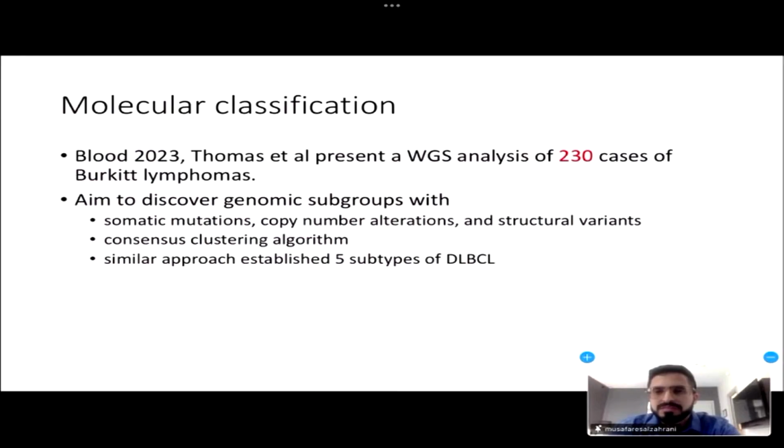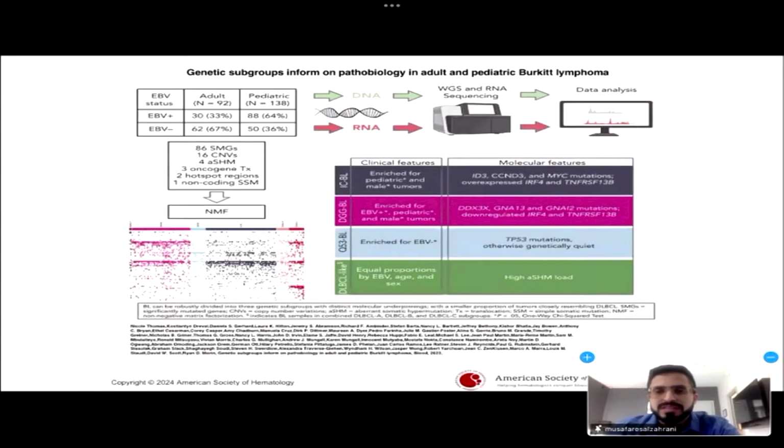A similar approach was presented previously, as many of us know, with diffuse large B-cell lymphoma, which was divided into 5 molecular subtypes. A similar approach was conducted in this study for Burkitt lymphoma, and they identified 3 unique genomic subtypes: the ID3 Burkitt lymphoma, DGG Burkitt lymphoma, and TP53 Burkitt lymphoma. Each one of these has different clinical features and molecular genes associated with it.